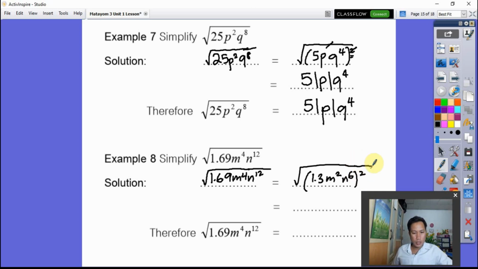Now, maybe you're going to think, do we need absolute value on m squared? No, because you square it, the result here will still be positive. N to the power of 6, do you need an absolute value sign? No, also because n to the power of 6 is a positive number. So when you raise it to the power of 6, the result is a positive number. So your answer here will be 1.3 m squared n to the power of 6.